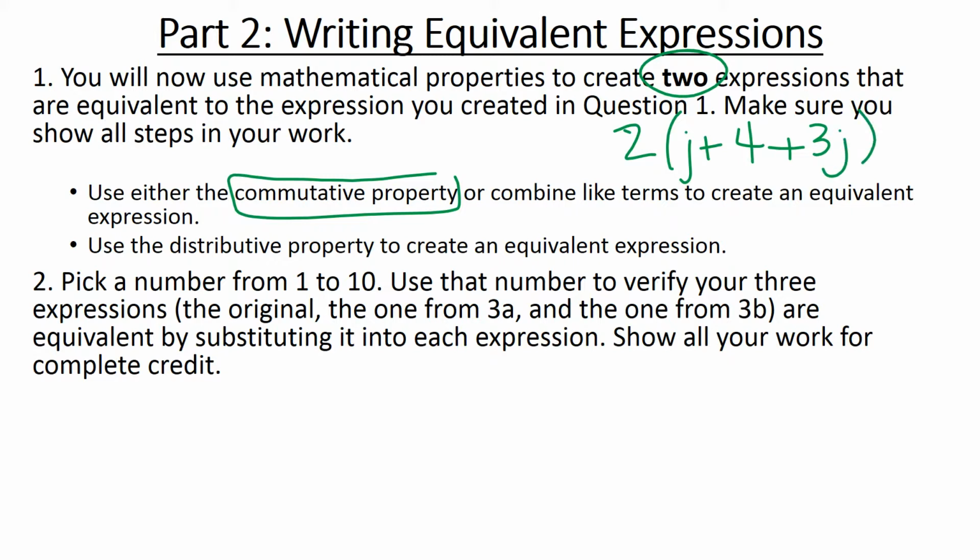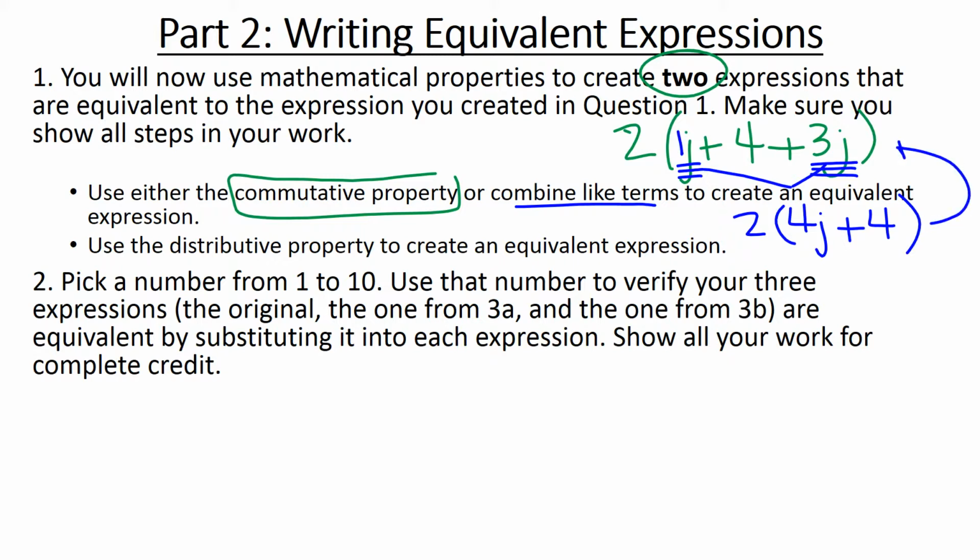Now, one expression that would be equivalent to that would be if I were to combine like terms. Combining like terms means that I have this j and this j that I can actually put together. And when I put those together, I get 2 on my outside, and this is like a 1, so I get 1 plus 3, which is 4j. I have 4j plus 4. This is an equivalent expression to what I started with because I combined like terms. And combining like terms means finding everything with the same variable and adding the numbers in front. So that's one way I could do it.